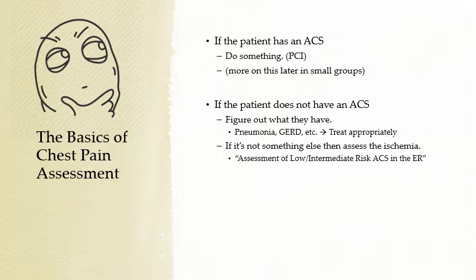What you're doing basically is you're assessing the patient to see whether or not the chest pain they're having is cardiovascular, and if it's severe enough that they need to stay in the hospital, or if they can go home. It's not easy, so there's a lot of different nuance here. We'll go through it. So what we're talking about is assessment of a low or intermediate risk of acute coronary syndrome in the ER.